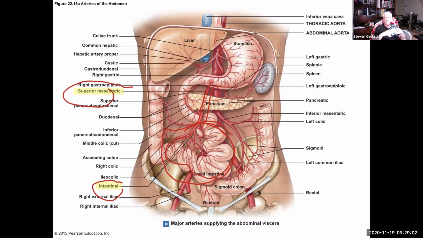Because if you're going to ingest all those materials, they got to go somewhere. They got to get into your blood to go to the body. So tremendous blood supply on the small intestine.